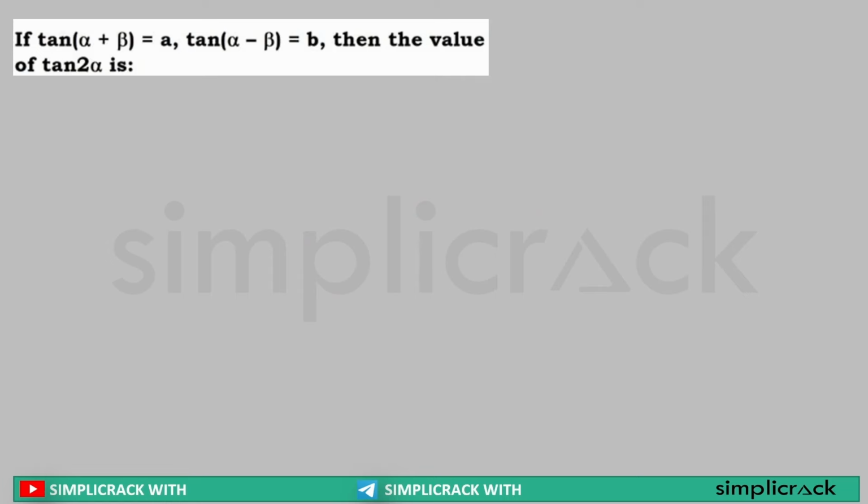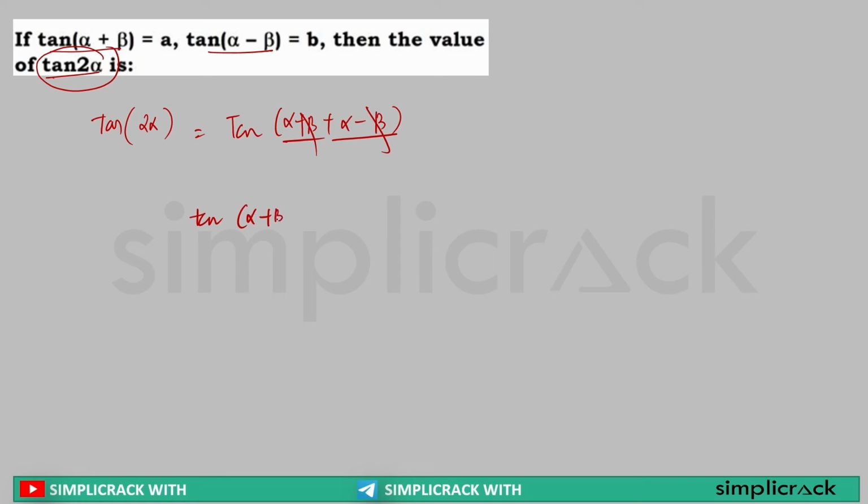Next. Sir, tan(alpha plus beta) is equal to A. Tan(alpha minus beta) is equal to B. Then what is the value? Sir, very simple. We need to see the logic. It is asking about what? Sir, tan 2 alpha. Tan 2 alpha can also be written as tan(alpha plus beta plus alpha minus beta), because beta will be crossed out and you will get tan 2 alpha. That means this and this addition will constitute this. So I can directly write, sir, tan(alpha plus beta plus alpha minus beta) will get me tan 2 alpha. Yes or no?